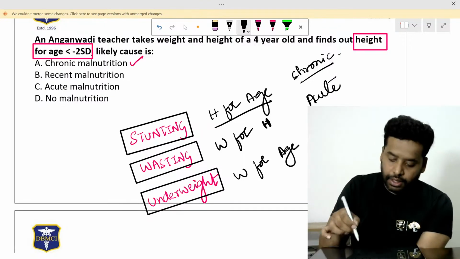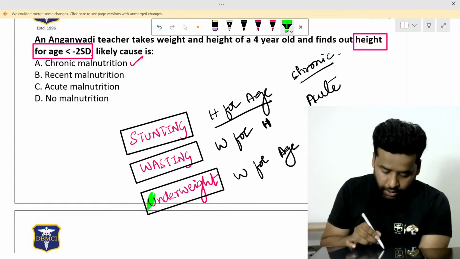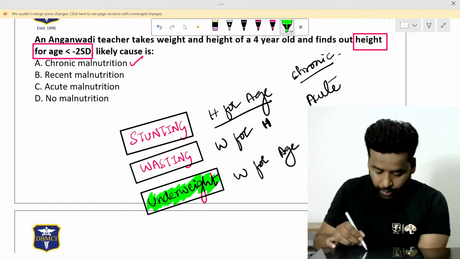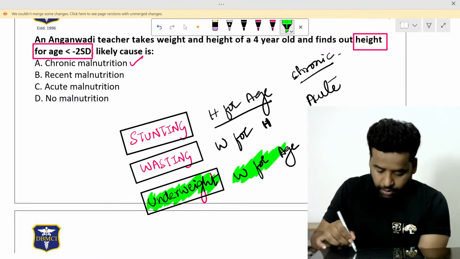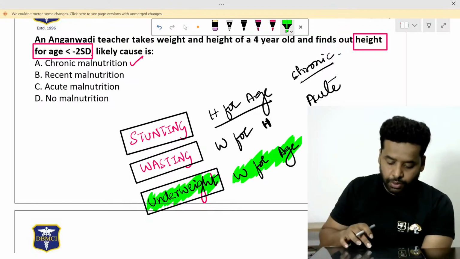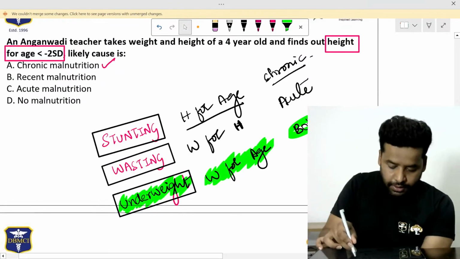So if they ask about Anganwadi centers, when they plot growth charts in Anganwadi centers, a blue chart for boys and a pink chart for girls, what are they plotting? In Anganwadi centers, what are they plotting? If they ask, what is your answer?